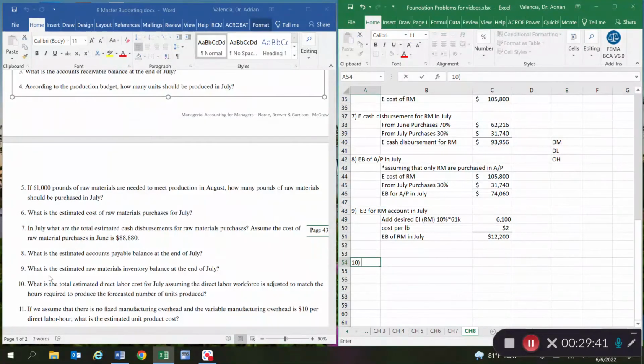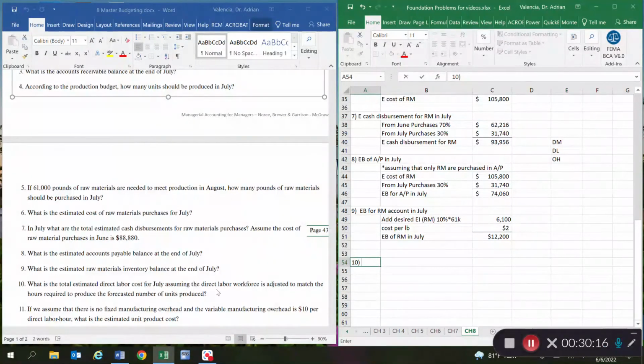So number 10 says, what is the total estimated direct labor cost for July? Assuming the direct labor workforce is adjusted to match the hours required to produce the forecasted number of units. That's a big assumption there, because sometimes we don't have that flexibility. In other words, we have to pay our employees for 40 hours many times, whether we produce one or whether we produce 10,000 units, whatever the case may be. In the short term, of course. In the long term, if you're only producing 1 unit per period, of course, that's not sustainable.